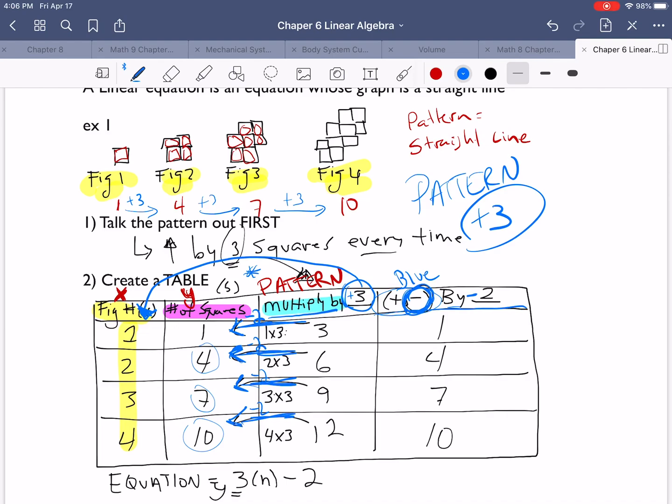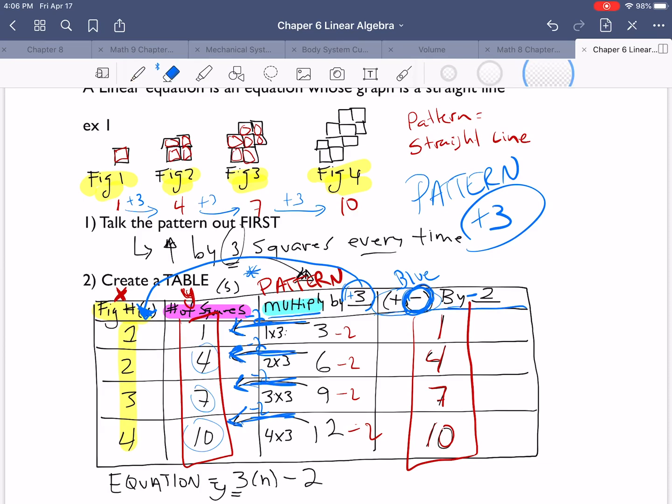So what you're going to do now is to fill in the last part of your table. You're just going to go 3 minus 2 is 1, 6 minus 2 is 4, 9 minus 2 is 7, and 12 minus 2 is 10. And what you need to notice here is that this part of the table and this part of the table are the same. And if you've done that right, then you are good to go and everything's good.